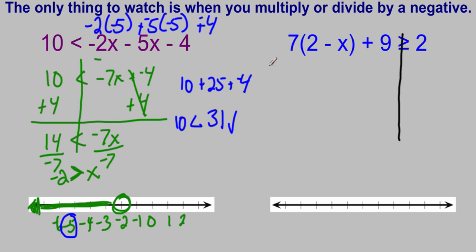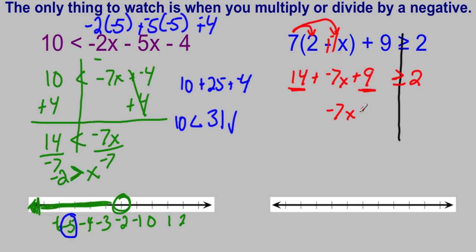Picky, picky. We're going to distribute first because that is the first step in the equation. So 7 times 2 is going to come first, which is 14, plus 7 times a negative 1x is going to be a negative 7x, plus 9, and then we've got is greater than or equal to 2. We're going to combine our constants because that is step 2. So 14 plus 9 is going to give us a negative 7x plus 23 is greater than or equal to 2. Now we have a two-step inequality.